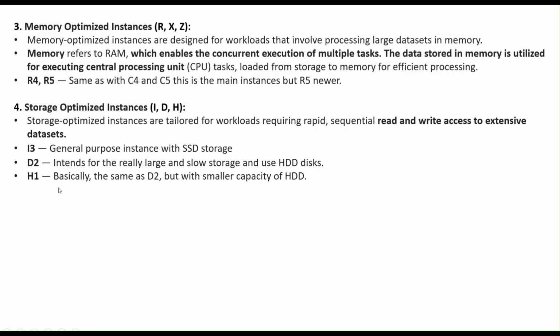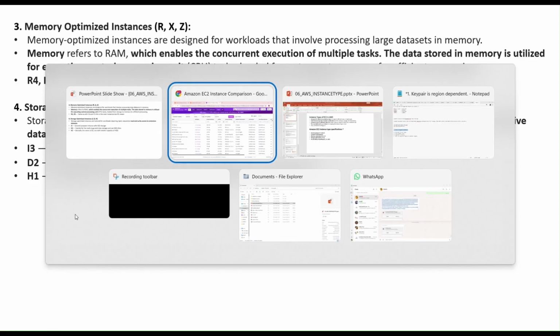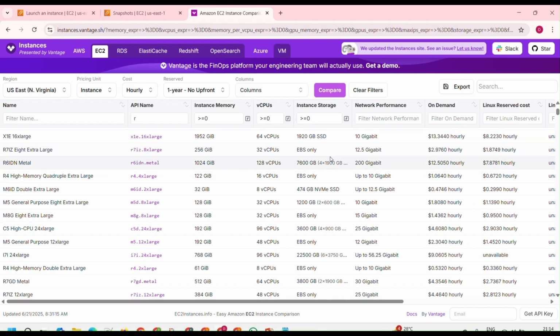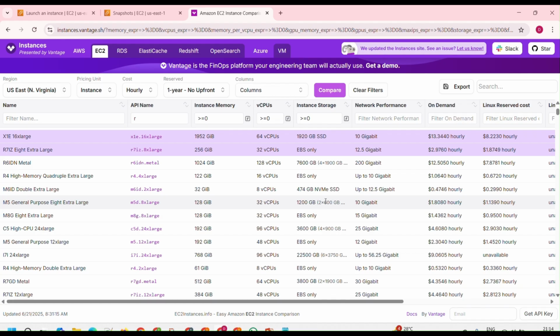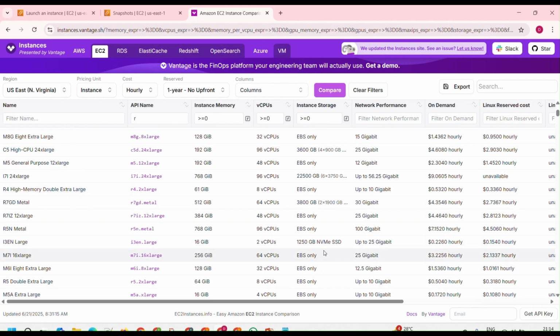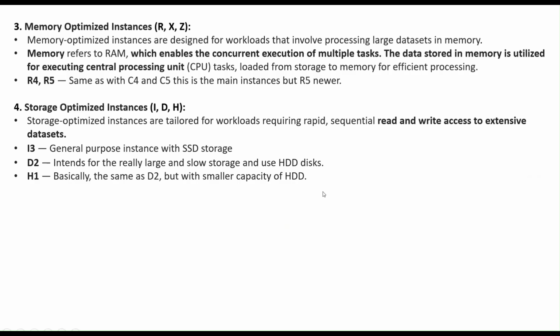I3 general purpose is with SSD storage. See, generally if I see storage here, we have EBS storage and SSD storage, right? That I family comes with SSD storage and HDD storage. So different types of storage are available.